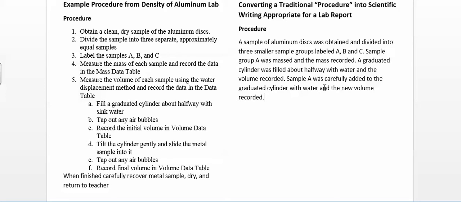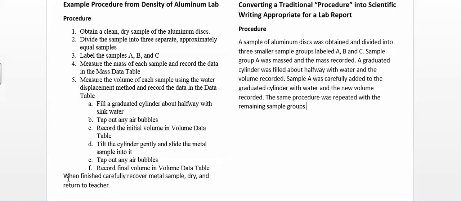Now, I could be done if I had had each of these sentences referring to all of the sample groups. However, I didn't, so I need to add another sentence about the same procedure was repeated with the remaining sample groups. Okay, that takes care of everything.